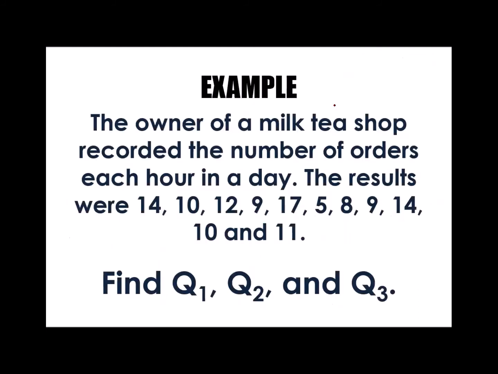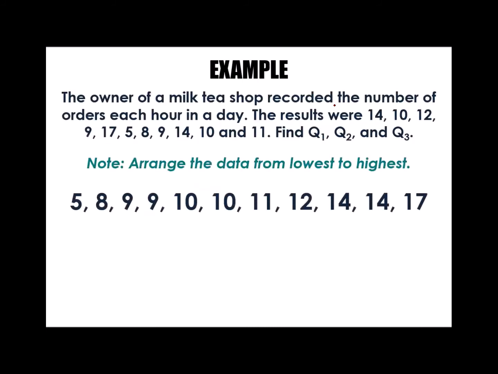So let's have the example before on the previous video. The owner of a milk tea shop recorded the number of orders each hour in a day. The results were 14, 10, 12, 9, 17, 5, 8, 9, 14, 10, and 11. So dati, tinanong ko sa inyo kung ano yung values ng quartiles. I would like to focus on the Q sub 2, kasi para makita natin na talagang parehas lang ang Q sub 2, D sub 5, at saka ang P sub 50.